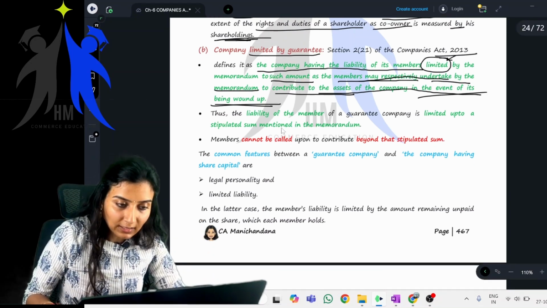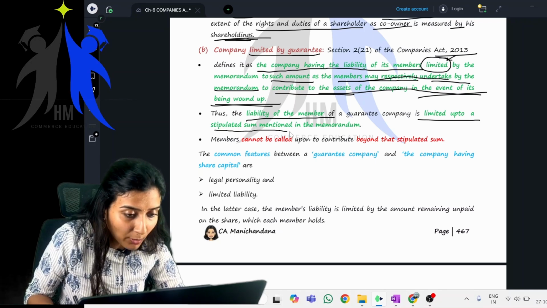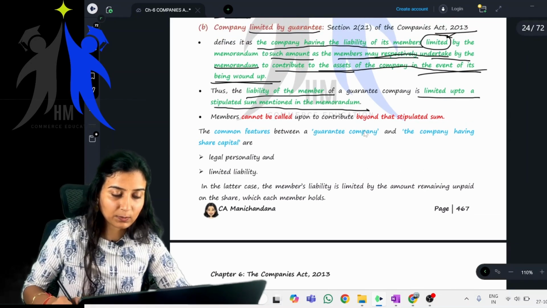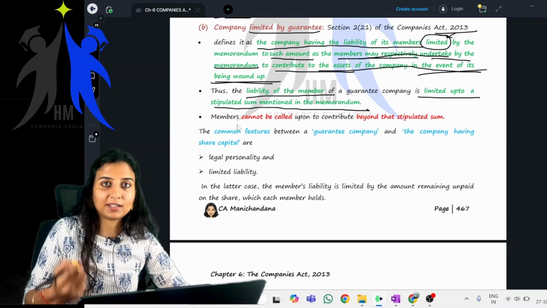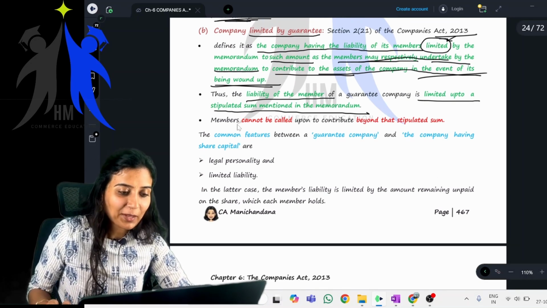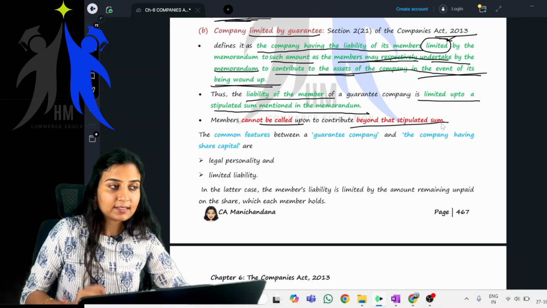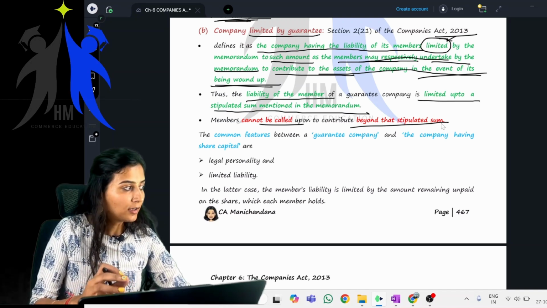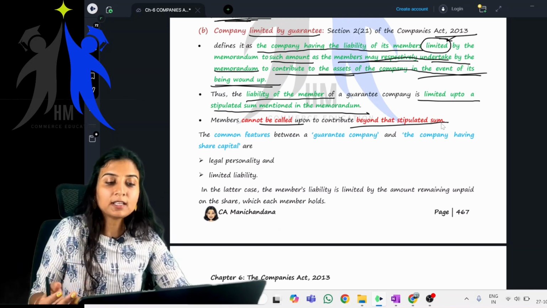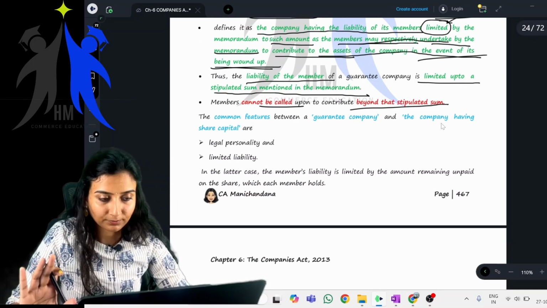Thus, the liability of a member of a guarantee company is limited up to a stipulated amount mentioned in the memorandum. Did you understand? Yes, ma'am. Very good. Members cannot be called upon to contribute beyond that stipulated amount. If you have undertaken to give a certain amount, say for example 5 lakhs or 10 lakhs or 10 crores or whatever it is, the members cannot be called upon to contribute more than that amount which you have undertaken. Simple.